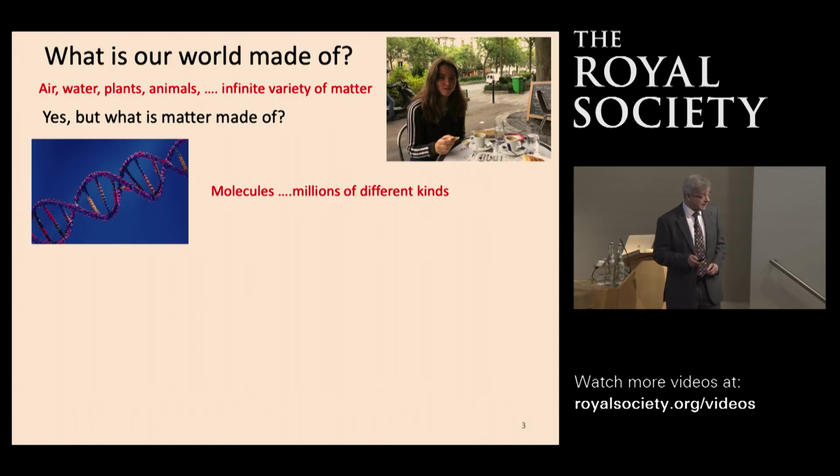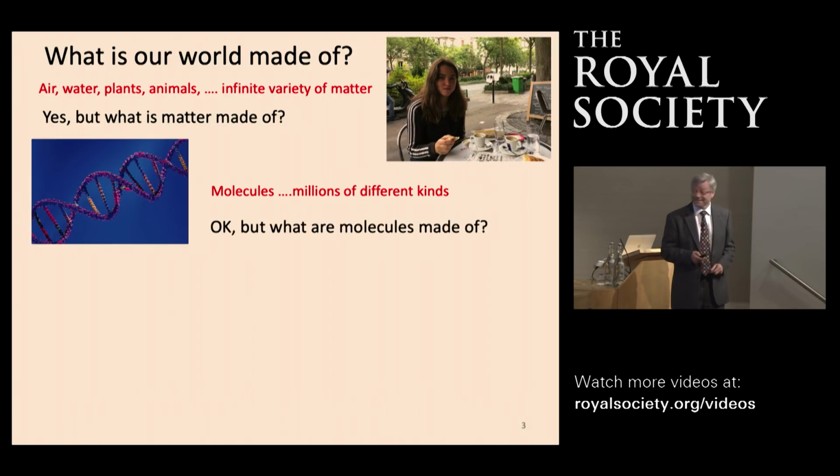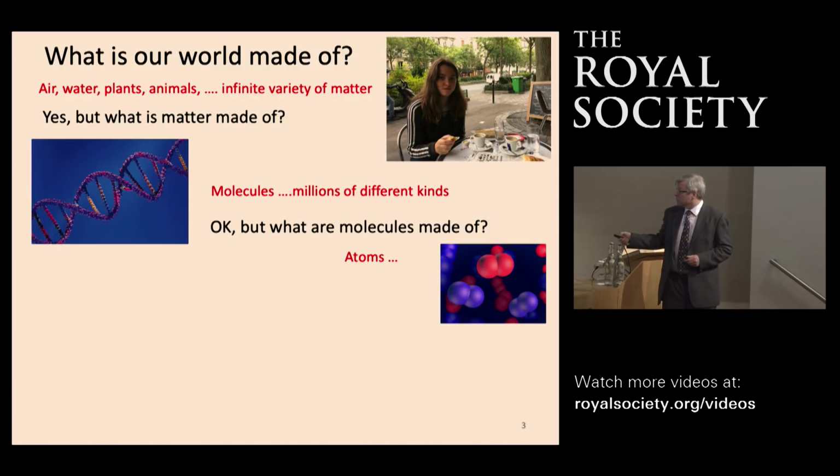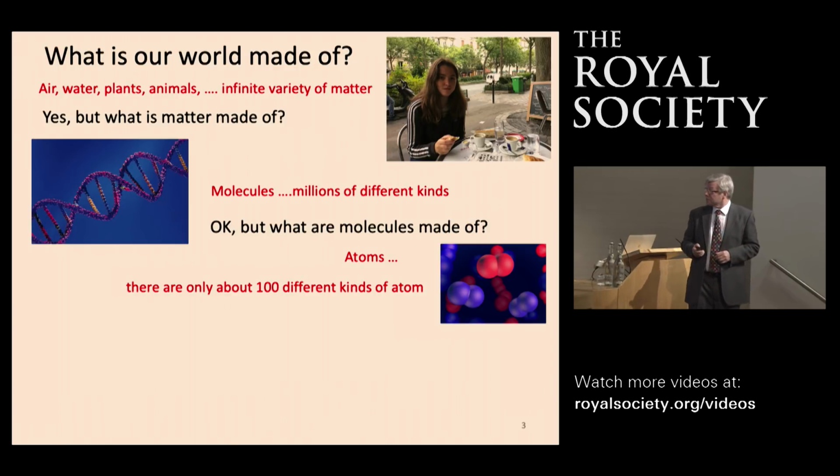I think you can guess the next question. Okay, but what are they made of? So if you look more closely into this picture, you'll see some red and blue balls, and those red and blue balls are representing atoms. So the molecule is made of atoms, and there are only about 100 different kinds of atoms. Although there are millions of different kinds of molecules, there are relatively few different kinds of atoms. The different molecules come about because the atoms can be stuck together in all sorts of different complicated ways.